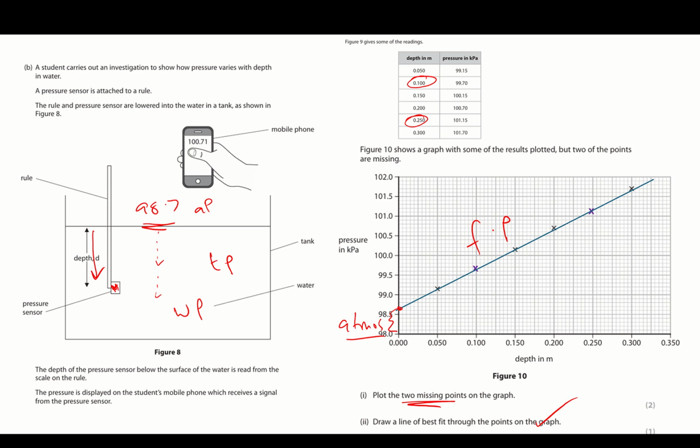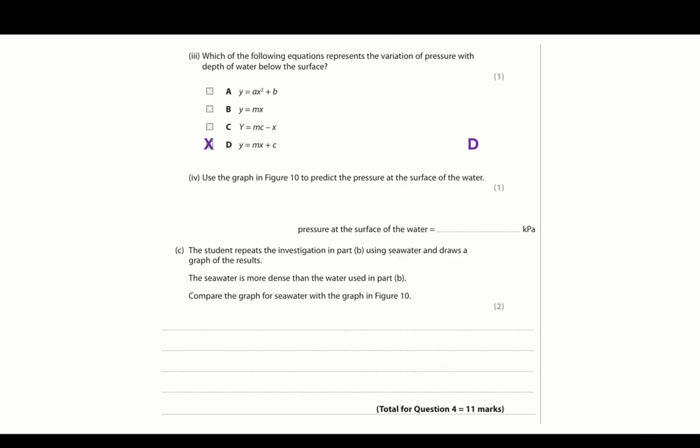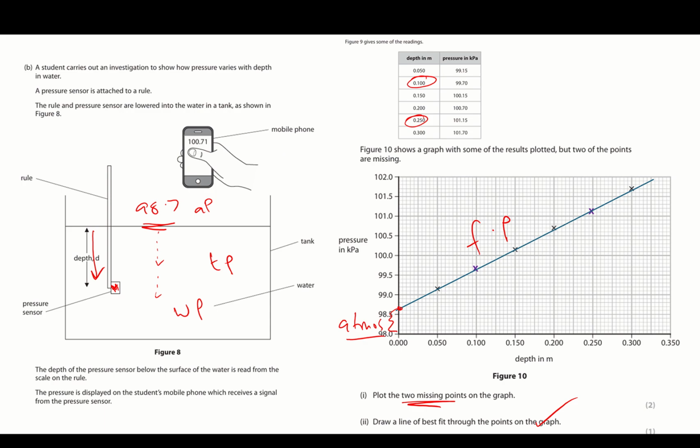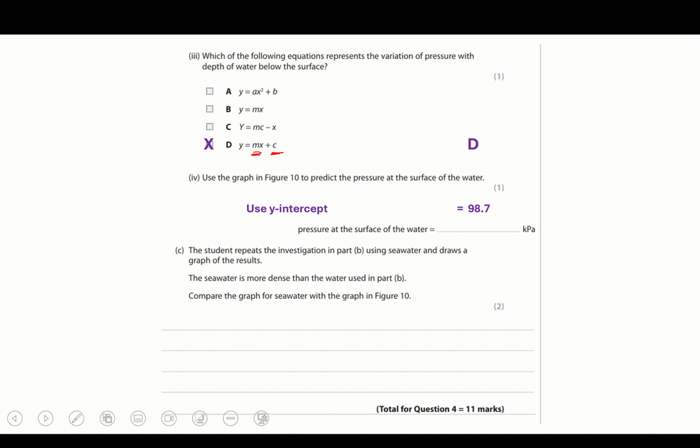So which of this represents a straight line? Hopefully from maths, you know that's y equals mx plus c. So this is the intercept, this is the gradient. It says use the graph to predict the pressure at the surface of the water. So as I said, that'll be this intercept here, which is 98.7.